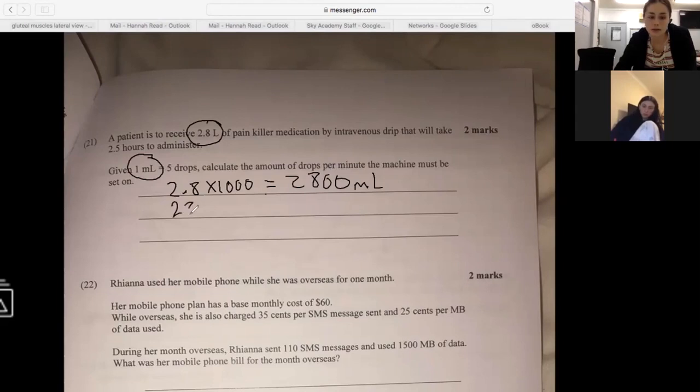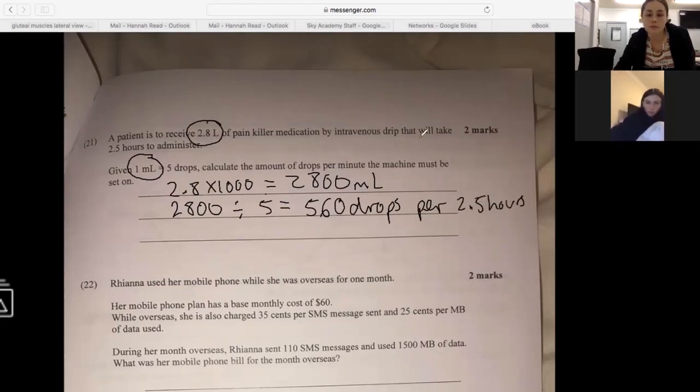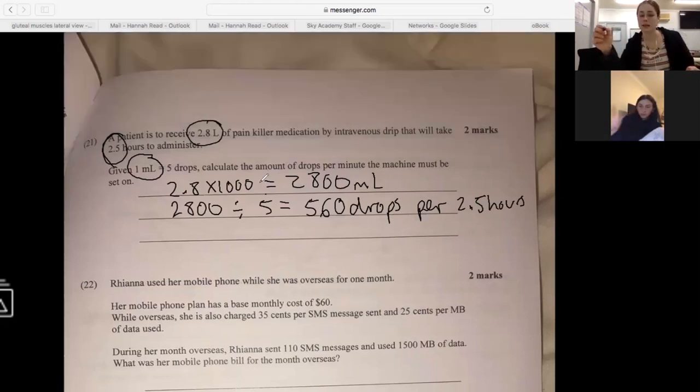So then I did 2,800 divided by 5, and that gave me 560 drops. But I'm still in per 2.5 hours, because this 2.8 liters will take 2.5 hours. I'm still in the 2.5 hours. Does that make sense? Yeah. Because I haven't converted the hours. I've only converted the 2.8 liters into how many drops in total. Does that make sense? Yeah.